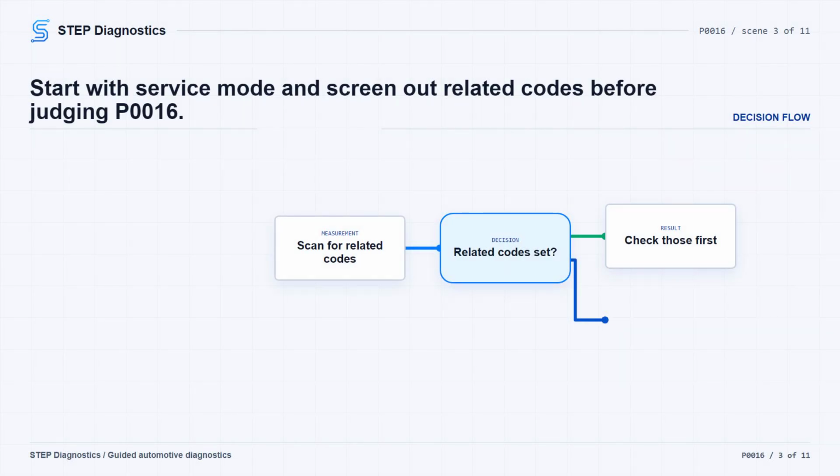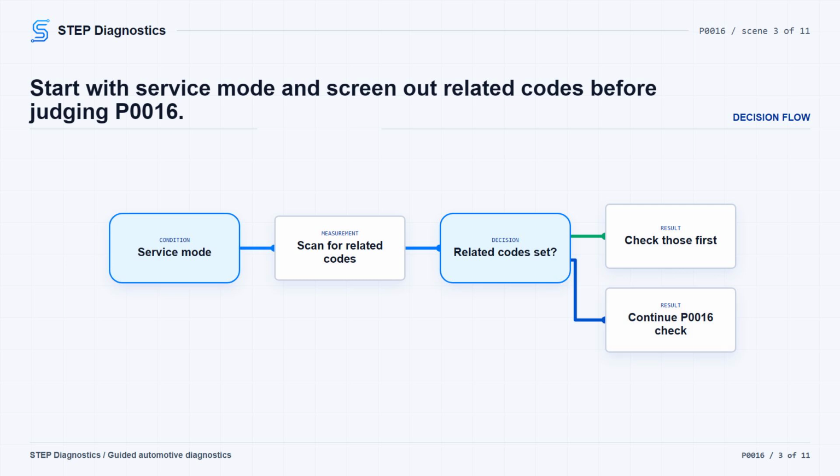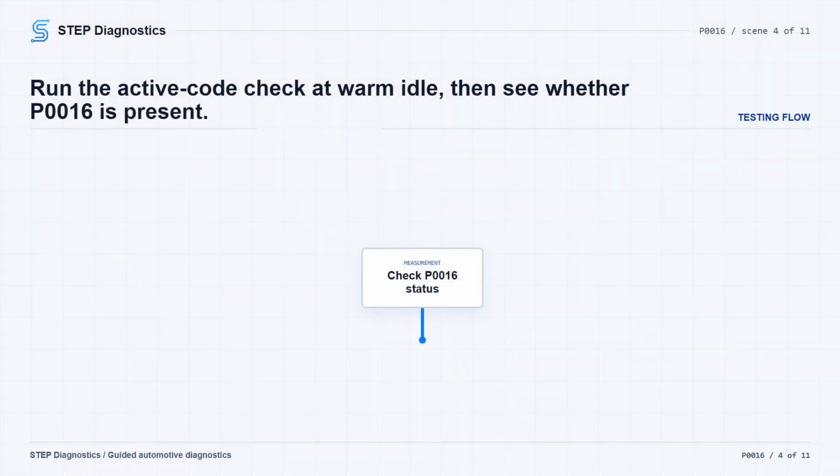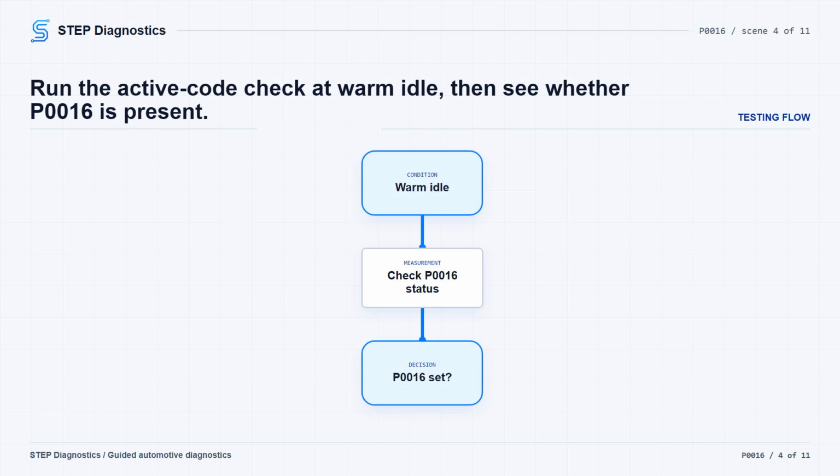Before chasing P0016 directly, start with the basic system checks and follow a structured diagnostic approach. Make sure the diagnostic categories are being applied correctly. Then, with the ignition on and the vehicle in service mode, check for other related crank, cam, actuator, or reference type codes. If those are present, check what they mean first, because they can affect whether this P0016 test is valid. If the related codes are not set, run the engine at idle with the engine at normal operating temperature. Then check whether P0016 is set.